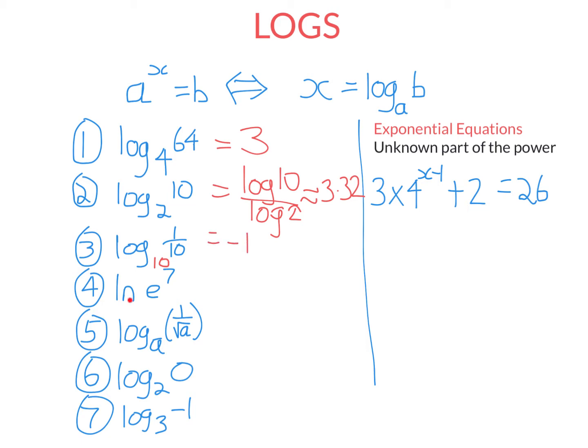When you see ln, it always means log base e. So this is saying, what do you raise e to get e to the power of 7? Well, of course, that's 7. e to the power of 7 gives you e to the power of 7.